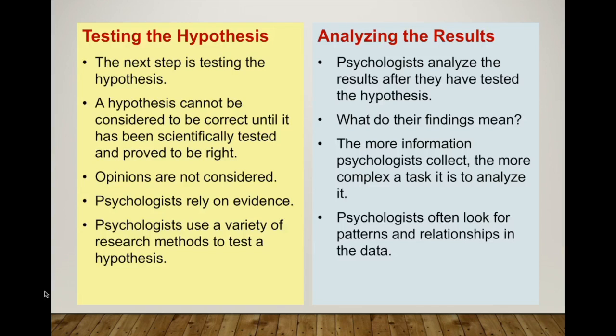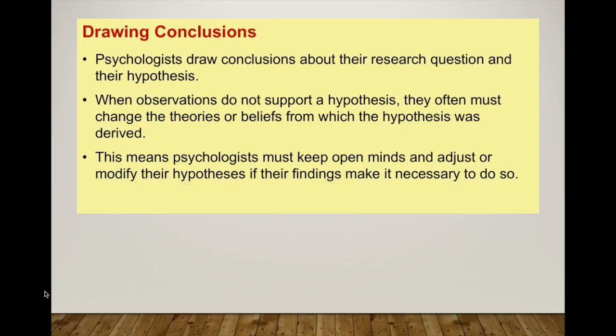Psychologists analyze the results after they've tested the hypothesis, and ask what their findings mean. The more information they collect, the more complex a task it is to analyze it, and they often look for patterns and relationships in the data. Psychologists draw conclusions about their research question and their hypothesis. When observations do not support a hypothesis, they often must change their theories or beliefs from which the hypothesis was derived. This means psychologists must keep open minds and adjust or modify their hypotheses if their findings make it necessary to do so.